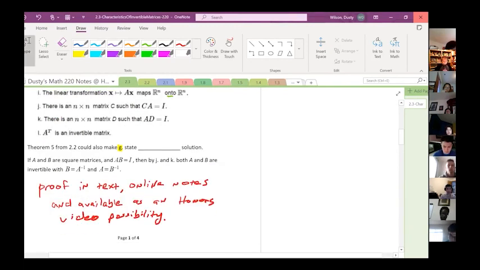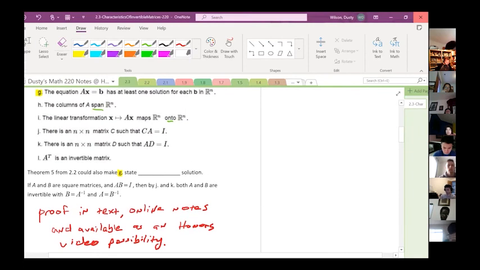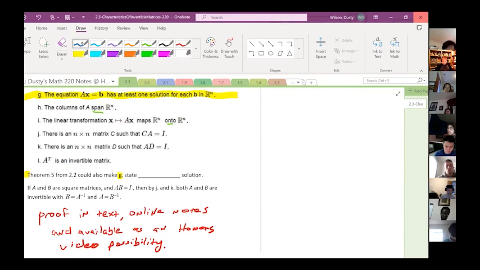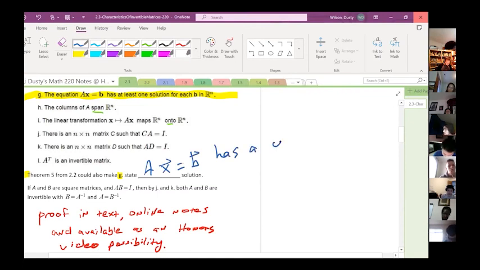This next theorem 5 from 2.2 could also make G, and again, G is this idea here. We could kind of combine these to say that AX equals B has a unique solution. Hope that helps. So it's just kind of another way of phrasing the same thing there.